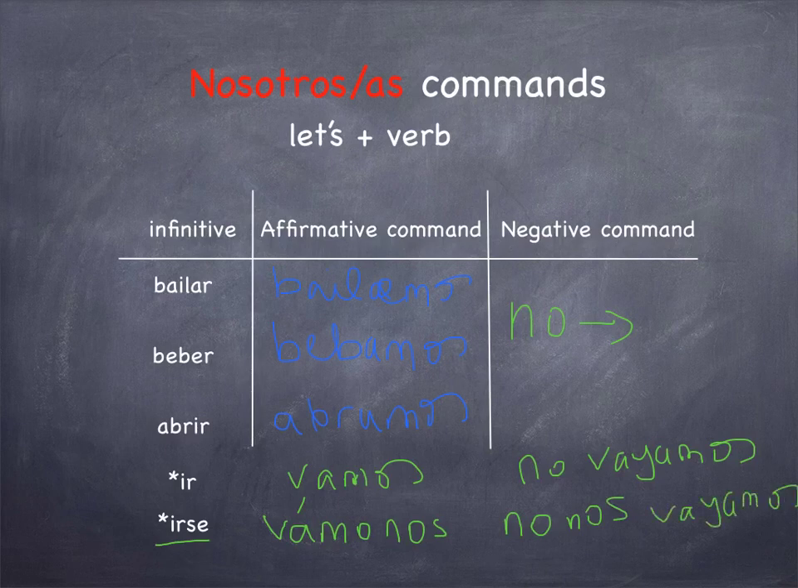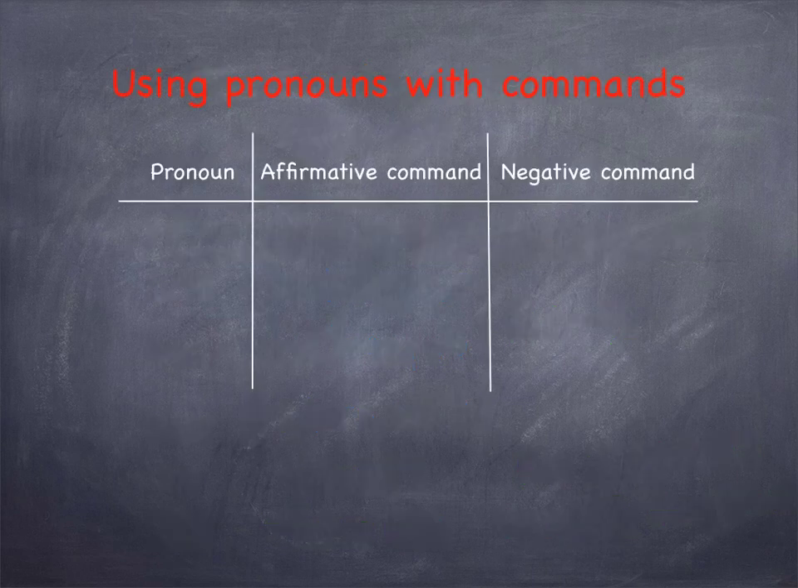So remember that object pronouns or reflexive pronouns always go before the verb when the verb is conjugated. Okay, so now let's take a look at how we are going to use pronouns with commands. Let's begin with object pronouns. The position of object pronouns in the affirmative form is exactly the same as when the verb is an infinitive.